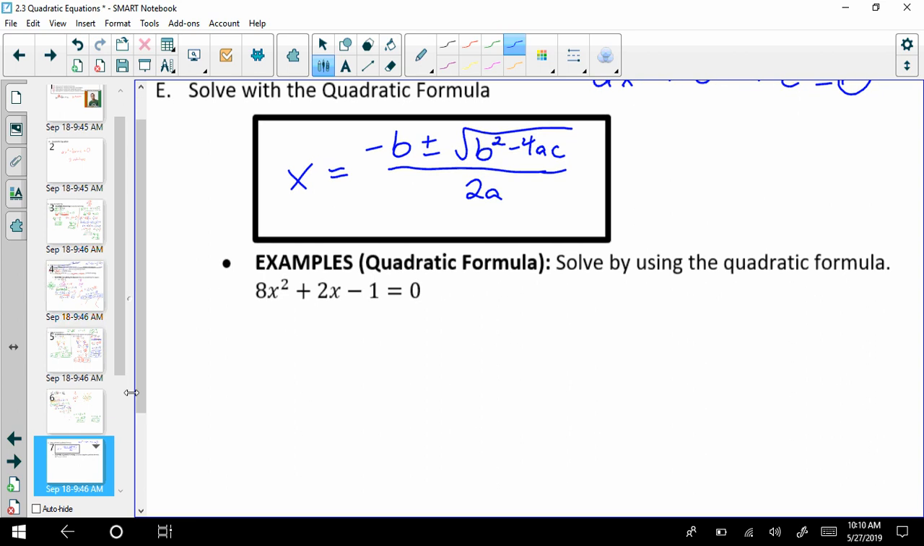Solve by using the quadratic formula. Off to the side, it might be helpful to identify our 3 values before we use the formula.